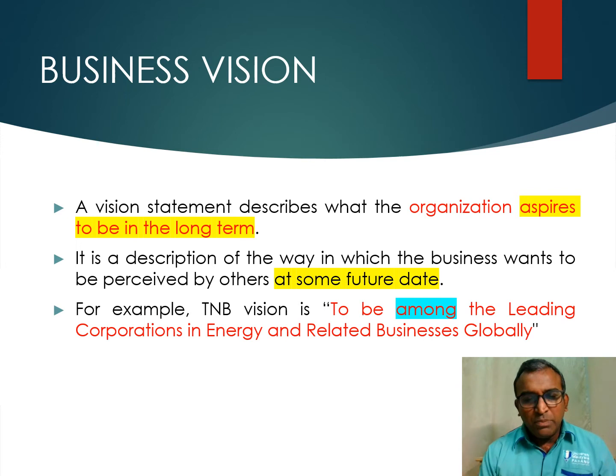Okay, so same thing. Give an example here. TNB, Tenaga Nasional Berhad, their vision is to be among the leading corporations in energy-related business. And they're not concentrating in Malaysia alone. They are going globally. So this is considered a vision. It doesn't matter if it can be achieved or cannot be achieved. It is the vision of the future for TNB.